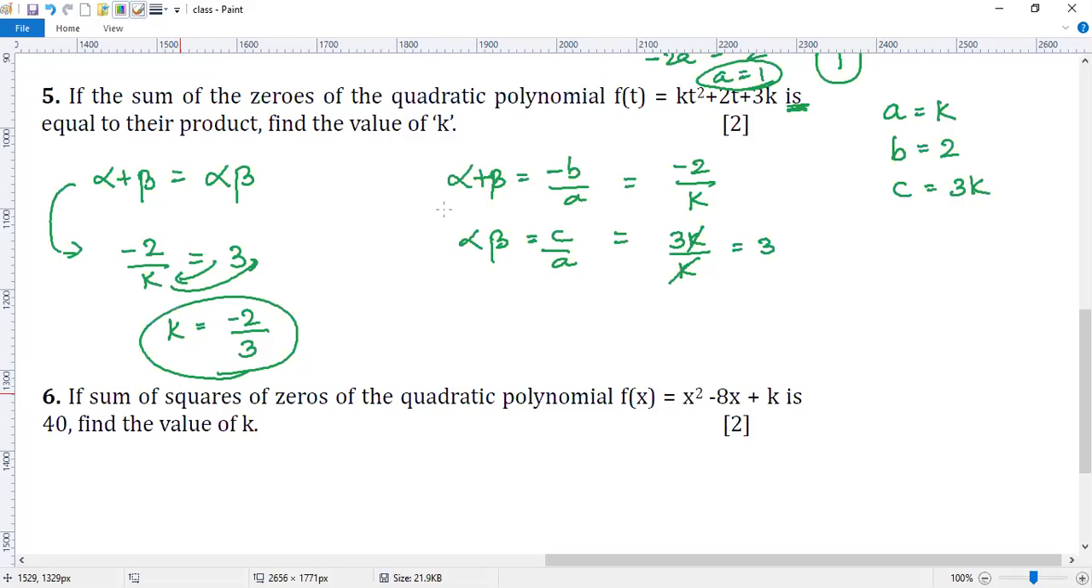So as in the previous problem, for writing the formula half a mark, and for using the formula to bring this data, half a mark. And then for writing this relationship half mark, and finally for finding the value of k to be minus 2 by 3, it is half mark. So totally 2 marks for this question.